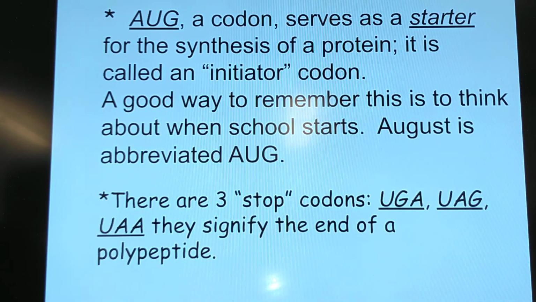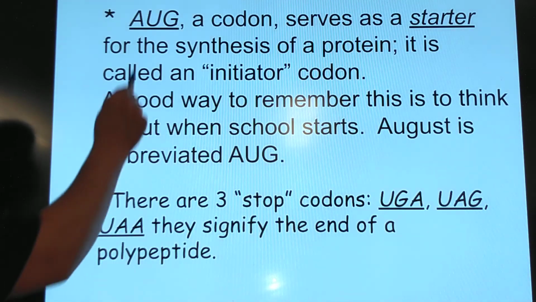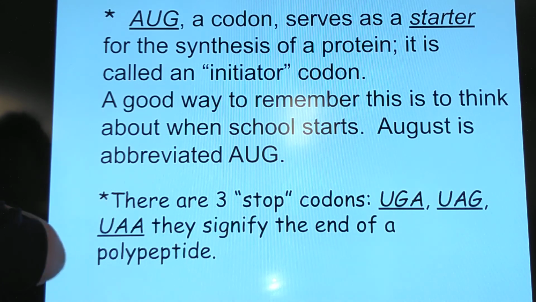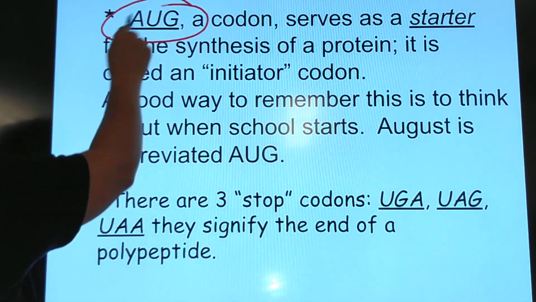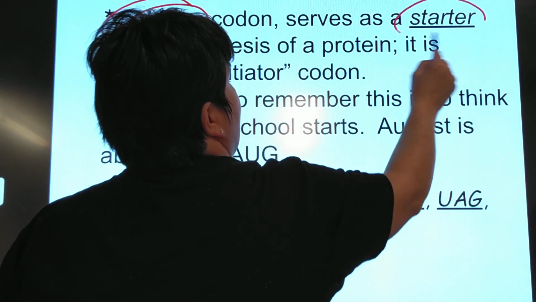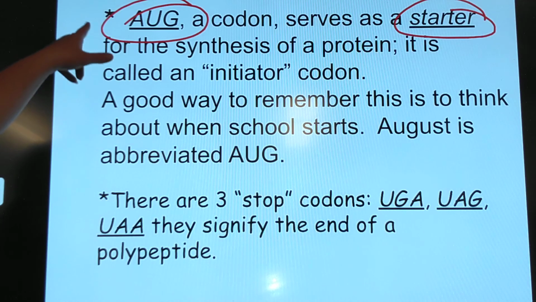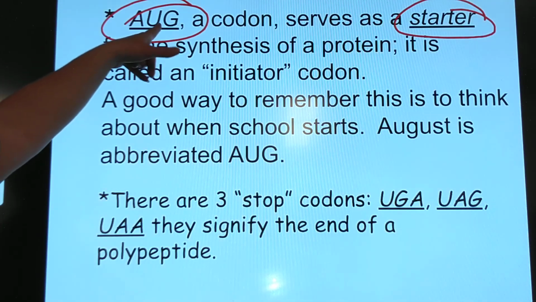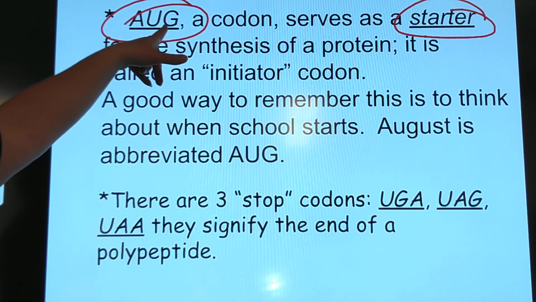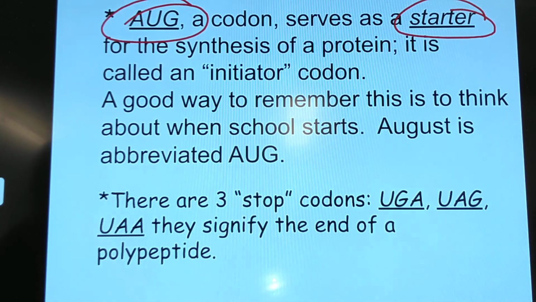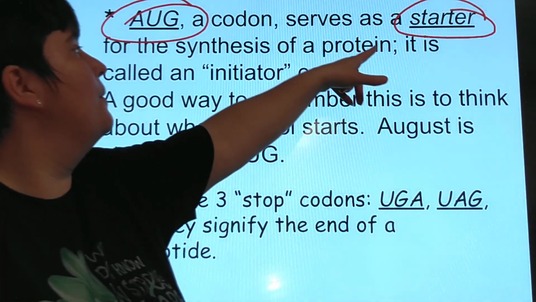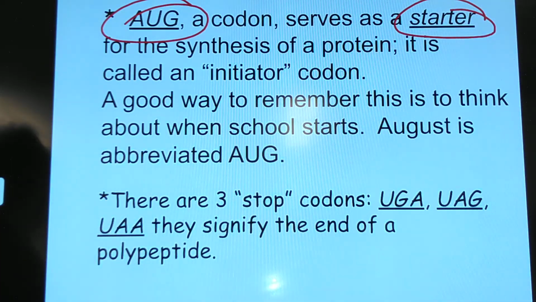So AUG that I just mentioned, AUG is important because it serves as the starter. It's AUG, that's the starter. And it tells the ribosome, okay, right here, this is the starting place. This is where you start making this protein. And I remember it because AUG is abbreviation for August, and school usually starts in August. School starts in August. AUG is our starter codon. It starts all of our proteins.